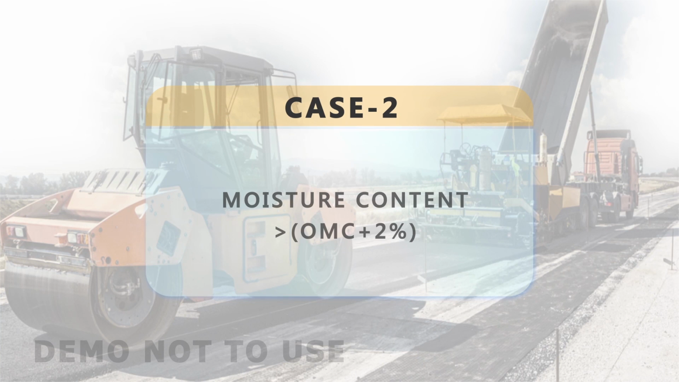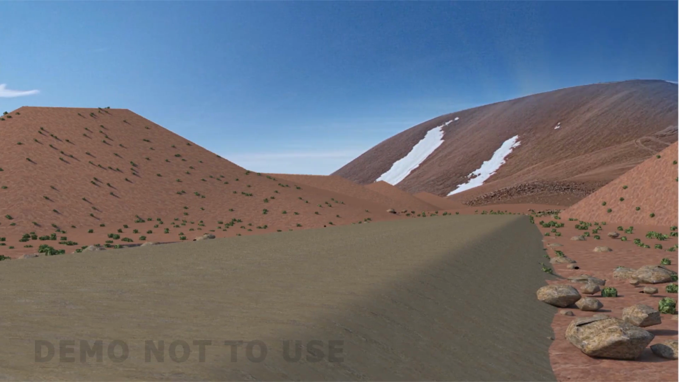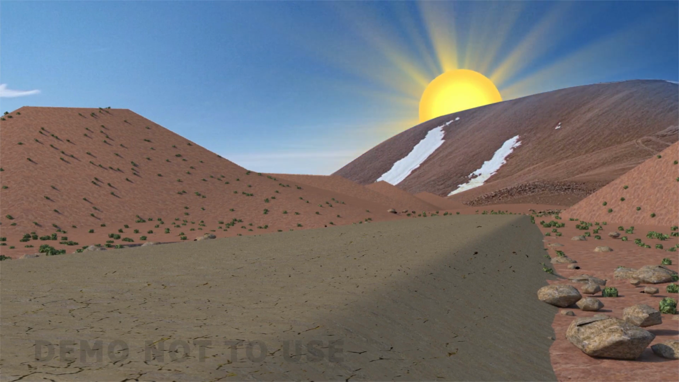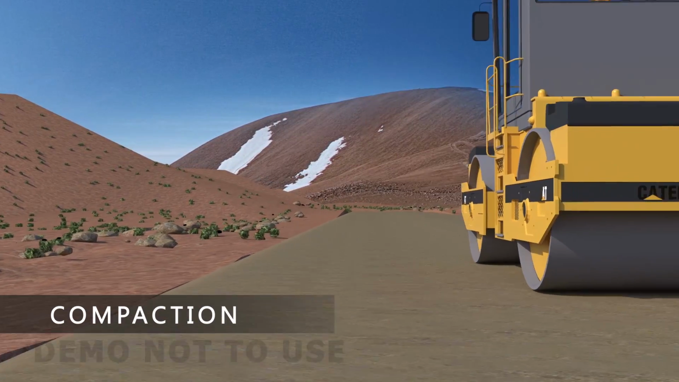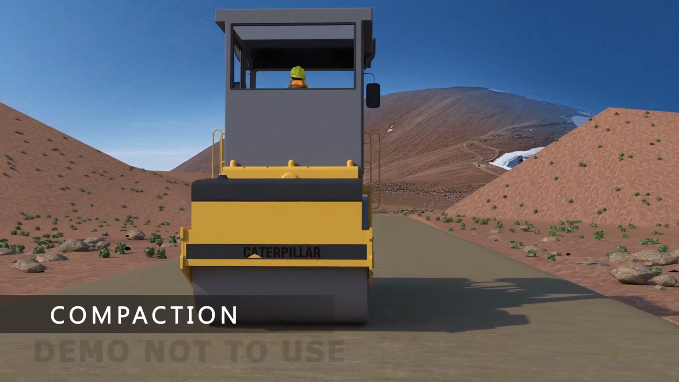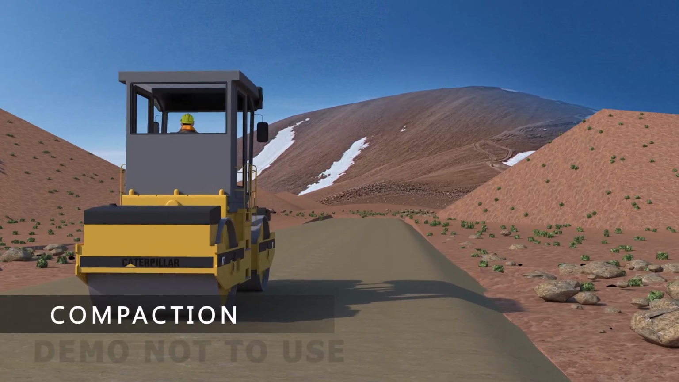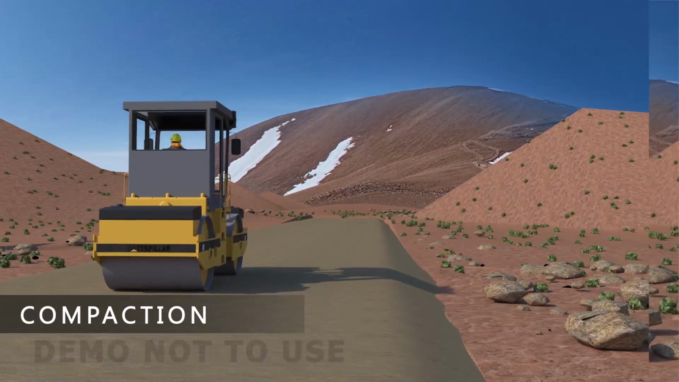Case 2. Moisture content of soil is more than OMC +2%. In this case, the soil is skewed if required and left under the sun for drying to get the moisture content under the desired limit. Compaction of the first layer is followed by layering of the second layer. Tests mentioned earlier are conducted at each layer of compaction.